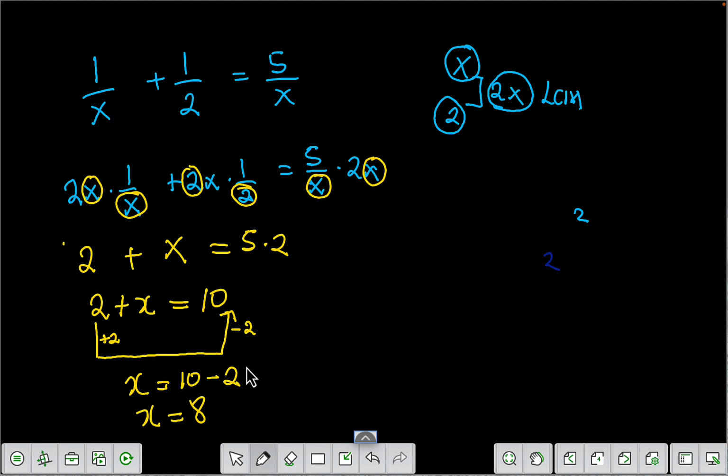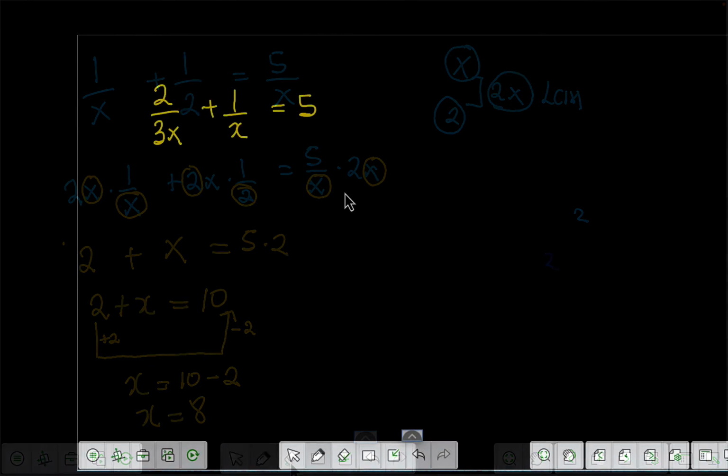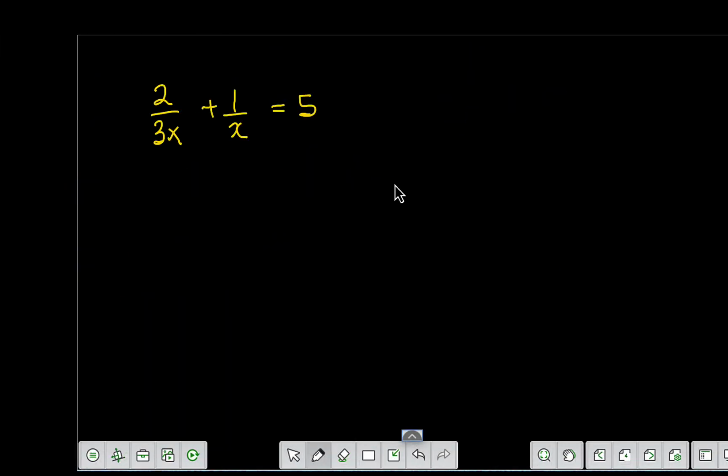Let's move on to our last problem, and then we bring this to a close. Alright, so let's look at this problem. Here, the denominator is also different. Now we have 3x here, and we have x. Now we don't need to multiply this because this x is already found in 3x. So our least common multiple is 3x, right? So now we can therefore multiply each term by 3x.